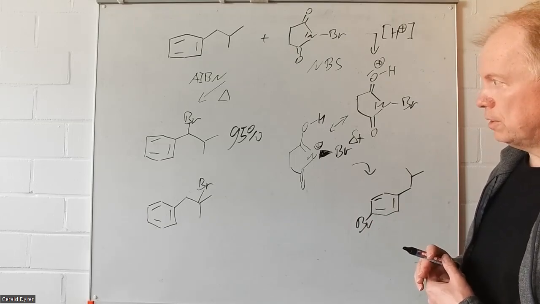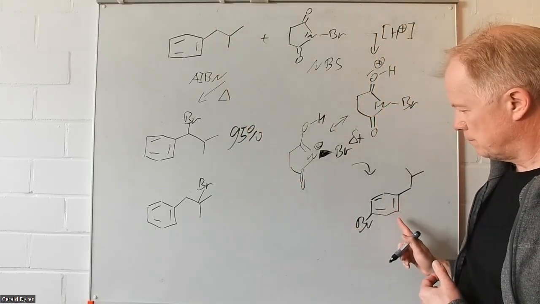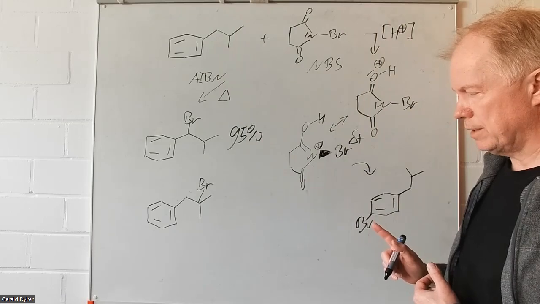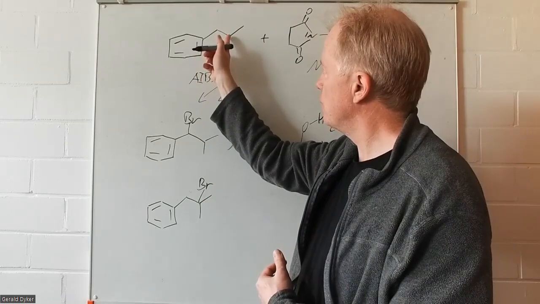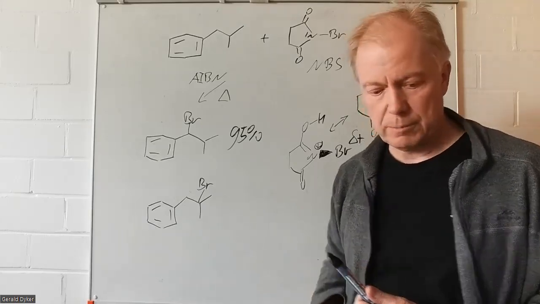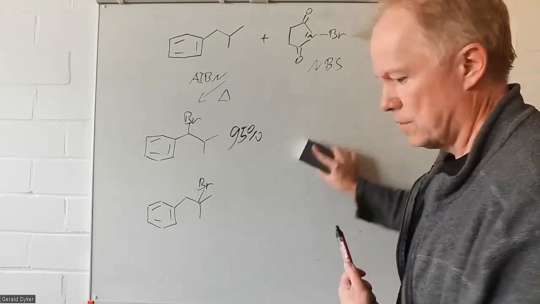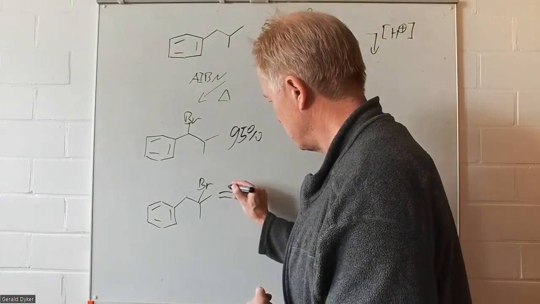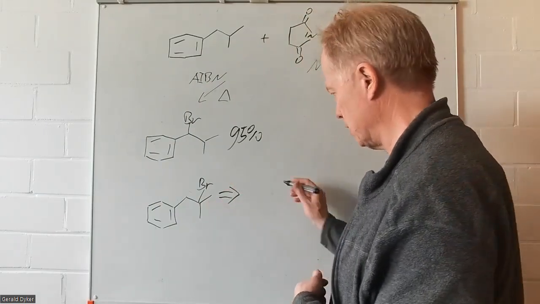So now we know how to brominate in benzylic position. We know how to brominate here at the aromatic ring, but what about the bromination here in this position? Well, the direct bromination won't be possible, but with a simple retrosynthetic analysis, we can figure out a way to synthesize this product.